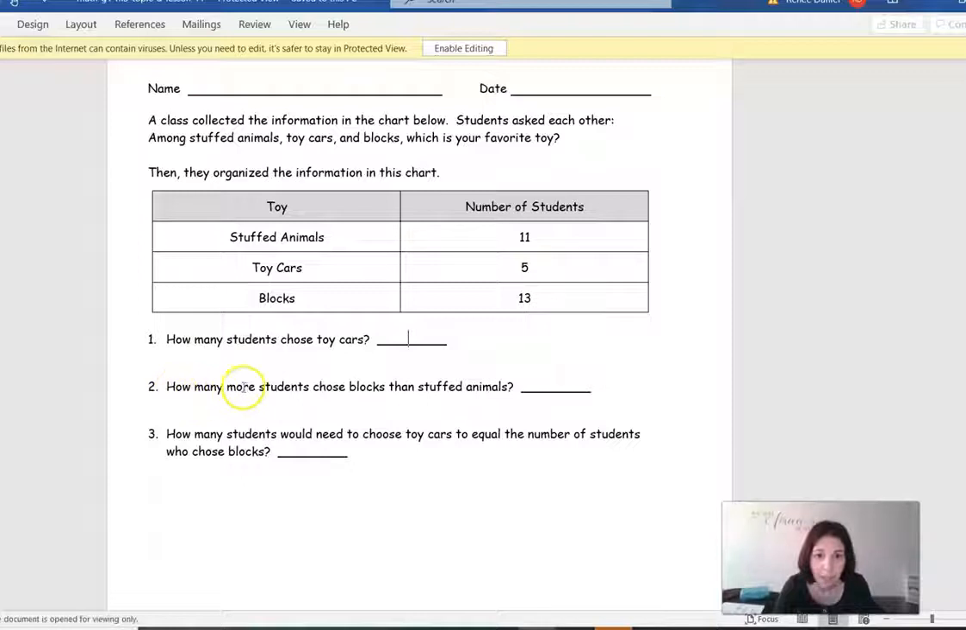Now, how many more students chose blocks than stuffed animals? So this time, we have to subtract 13 minus 11. Take 11 away from 13, and how many is left? Or you can start at 11, you can count up to 13, which I think is what we're going to do. So we're going to say 11, 12, 13, 2. So 2 more students chose blocks than stuffed animals.